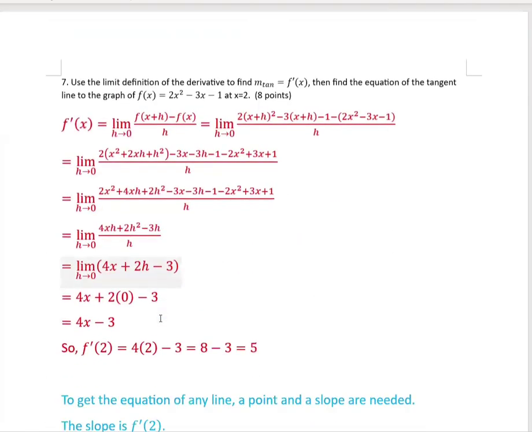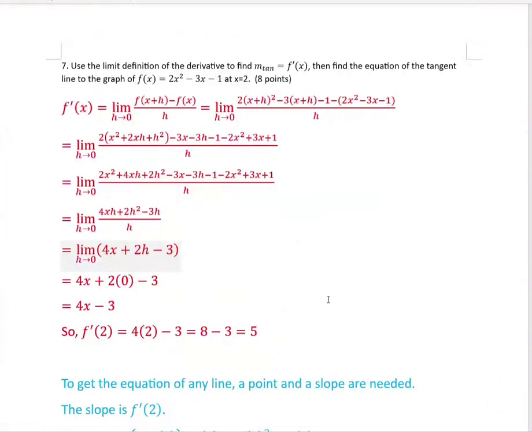Use the limit definition of the derivative to find m tan, which is equal to f prime of x. Then find the equation of the tangent line to the graph of f of x equals 2x squared minus 3x minus 1 at x equals 2. So this is the limit definition of the derivative. I wrote that down here, and then I plugged in f of x plus h. Wherever there's an x, plug in x plus h. That's what I did. Minus f of x, so I put f of x in parentheses over here, over h.